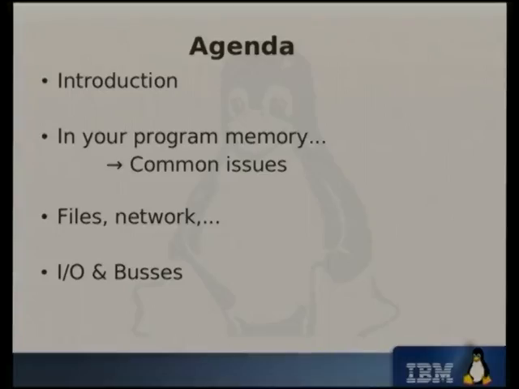So I thought it was time for a bit of a refresher. I'm going to talk a little bit today first about what it is all about. Then I'm going to describe some of the common problems that can happen within your program's memory. Then I am going to describe what you can do to deal with Endian issues on storage, files, network, when you exchange information outside of your program. And finally, I'm going to dive a little bit more into IOs and buses and how it's all wired together under the hood.